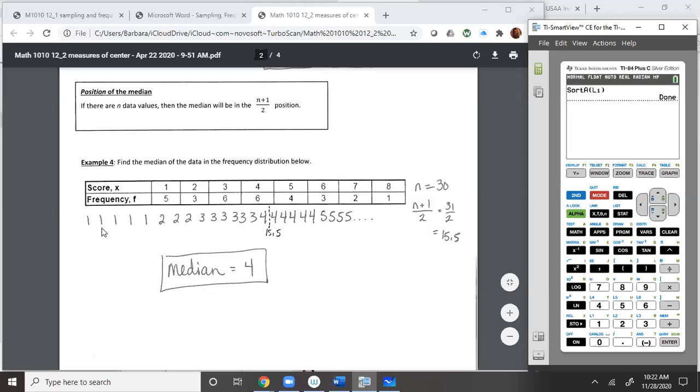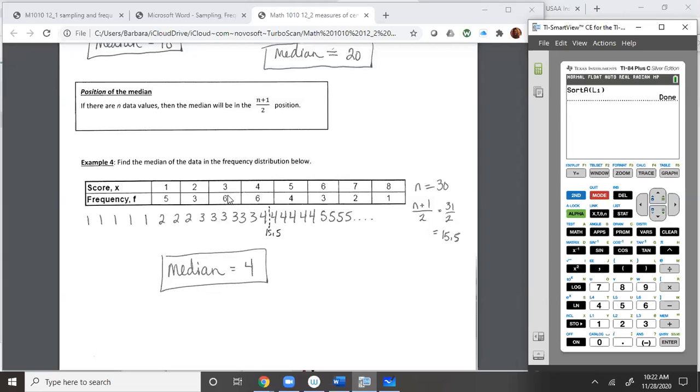Now, let's see, 1, 1, 1, 2, 3, 4, 5. Let's see where the middle is. 5 plus 3 is 8. 8 plus 6 is 14. So after that number 3, here's the 15th number, and the 4 appears 6 times, right? So we're looking for 15.5, which is after the 4 and before the next 4.